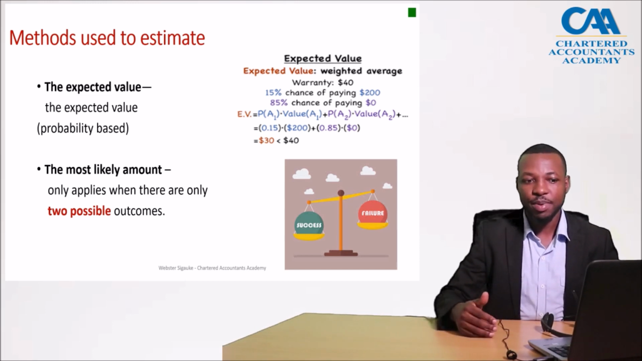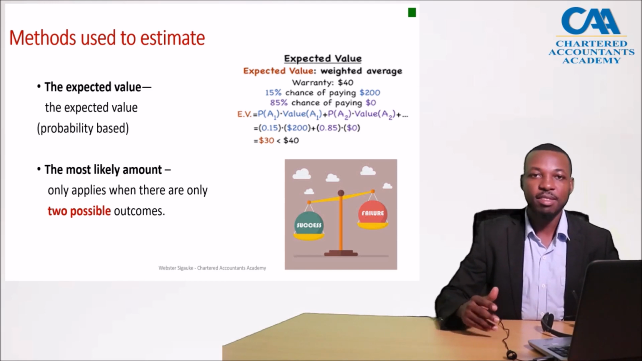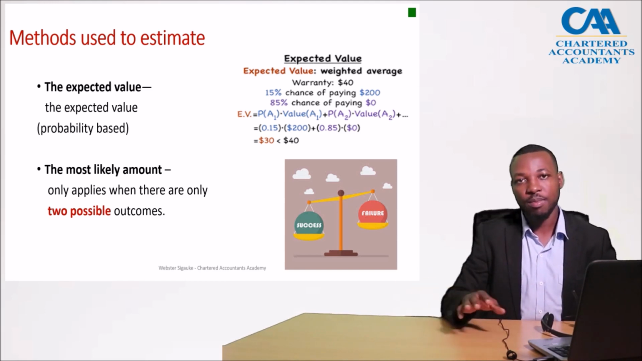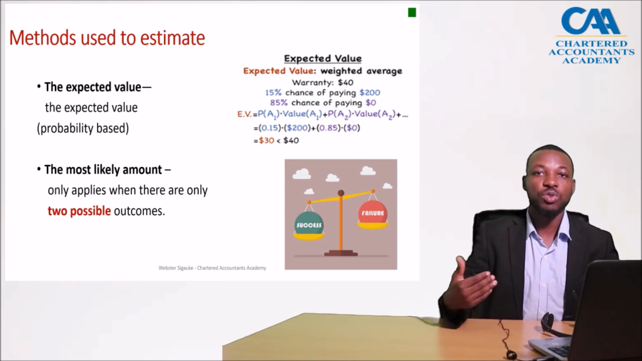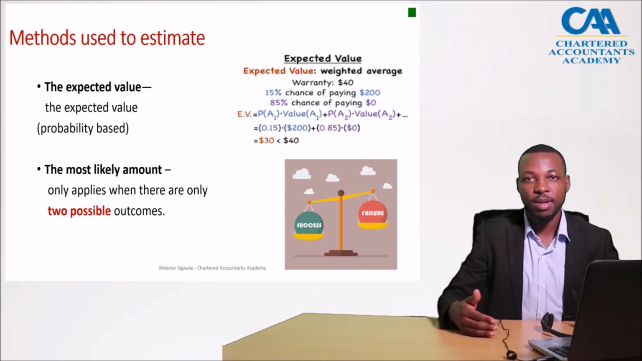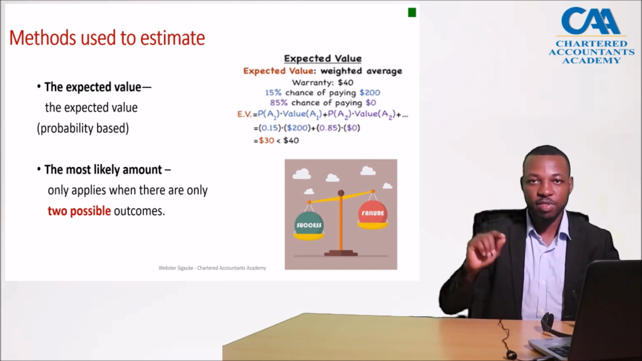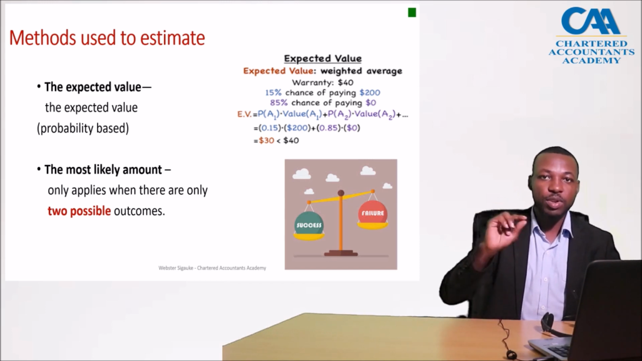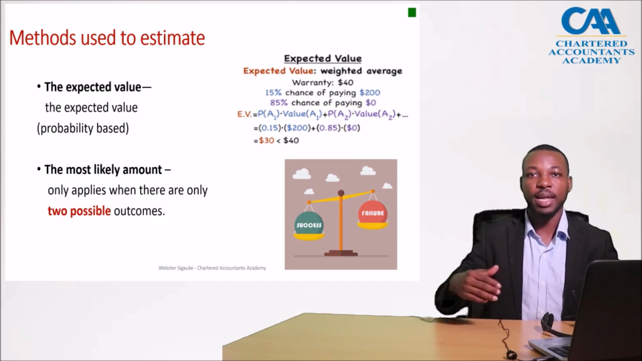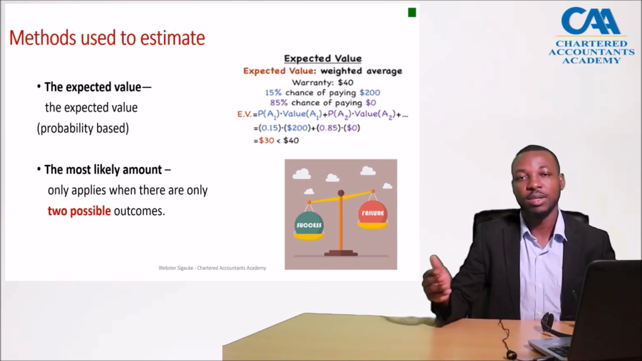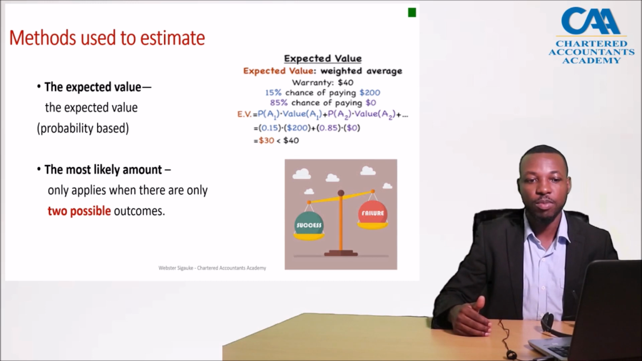So expected value is basically an element of using probabilities. Let's say there are three possible probabilities which you need to consider. For each possible situation, you need to put a weight, and then you multiply it in, and it gives you your expected value.